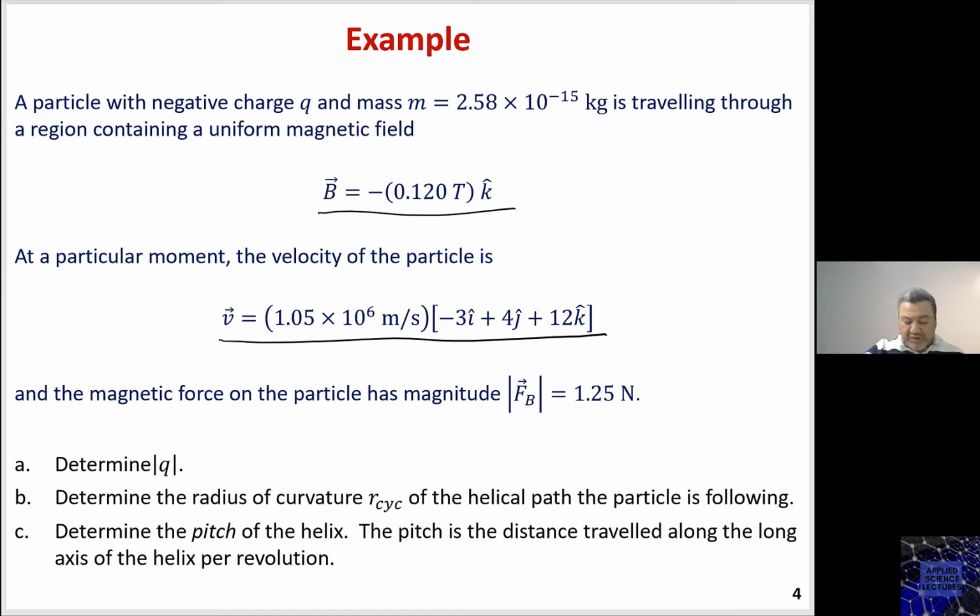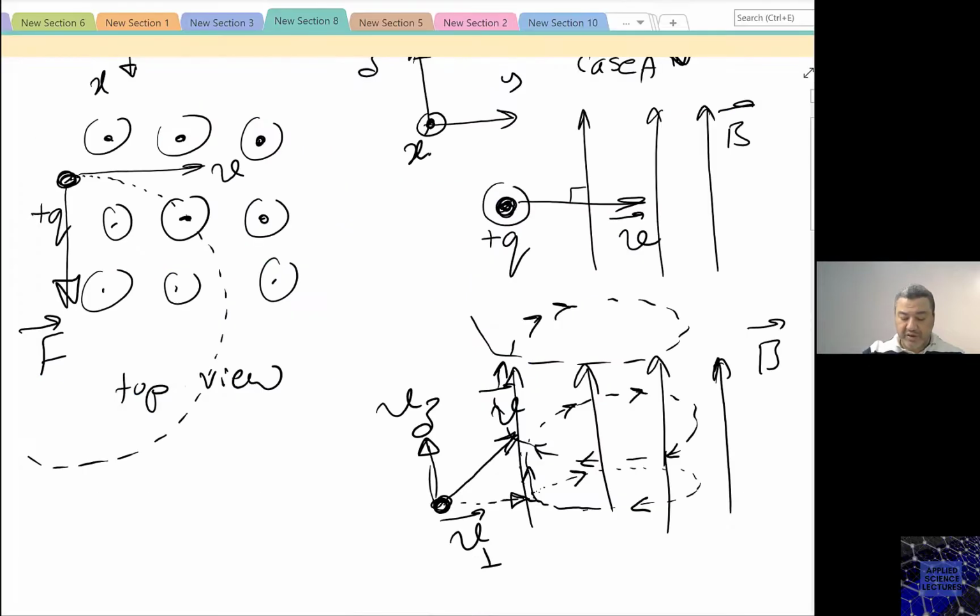Determine the magnitude of the charge. Determine the radius of curvature or cyclotron of the helical path the particle is following. Determine the pitch of the helix. The pitch is the distance traveled along the long axis of the helix per revolution. So let's solve this question here.